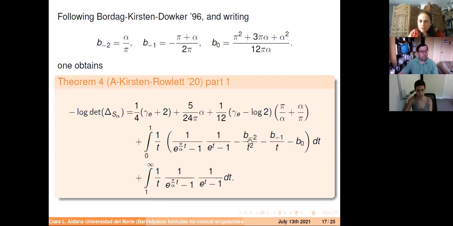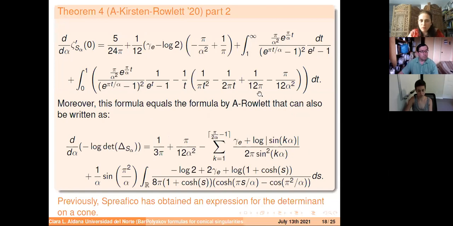And when one differentiates this formula here, one obtains this formula that I wrote here. This is just the derivative of the previous formula. And this formula equals our previous formula that we had obtained before with Julie. That is a bit amazing because they look very different, but they are the same.